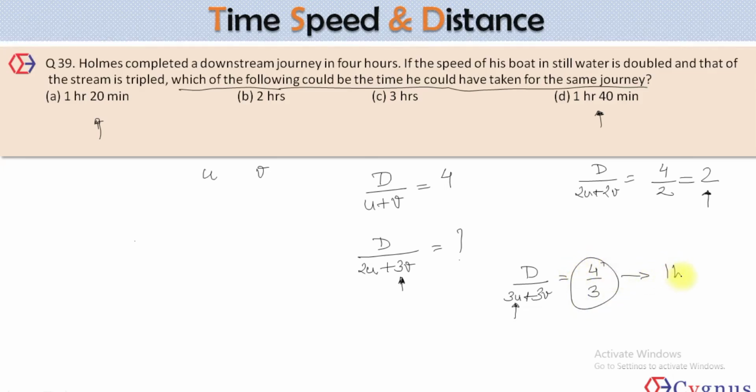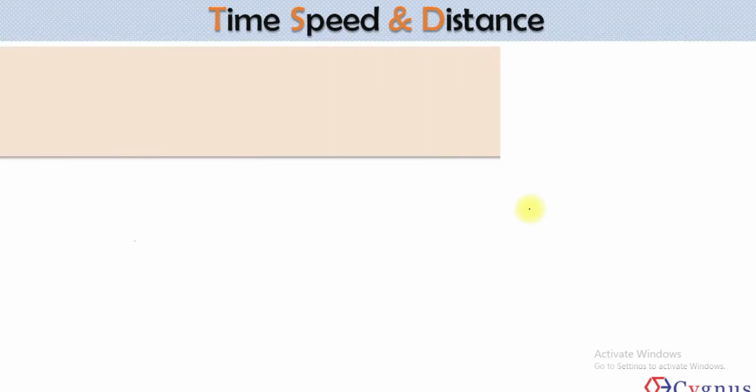What is 4 by 3? It's 1 hour 20 minutes. So I know that my answer should be less than 2 hours but more than 1 hour 20 minutes. So the correct answer becomes what? Fourth option. What could be the time? It's 1 hour 40 minutes. Let's go on to the next one.